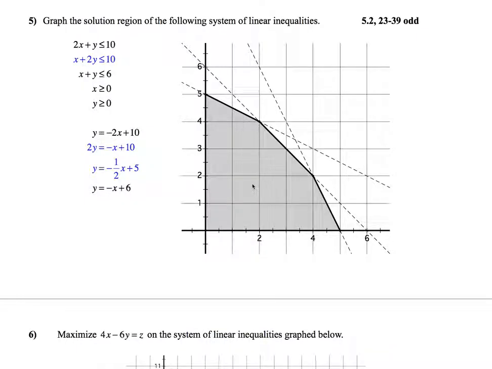Okay, question 5 asks us to graph the solution region of this system of linear inequalities. And I highlighted the blue one because we don't have a single y here. We're going to have to do something extra to put it in slope-intercept form, if that's what we want to do. You don't have to, though. You could use the intercept method to graph any of these.